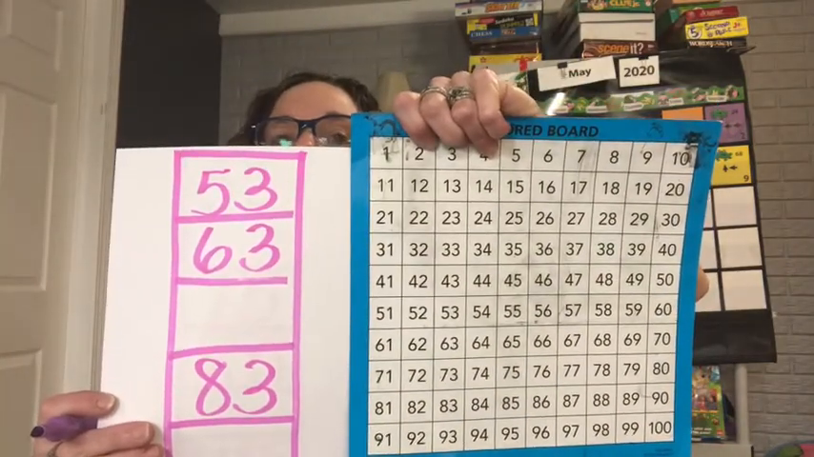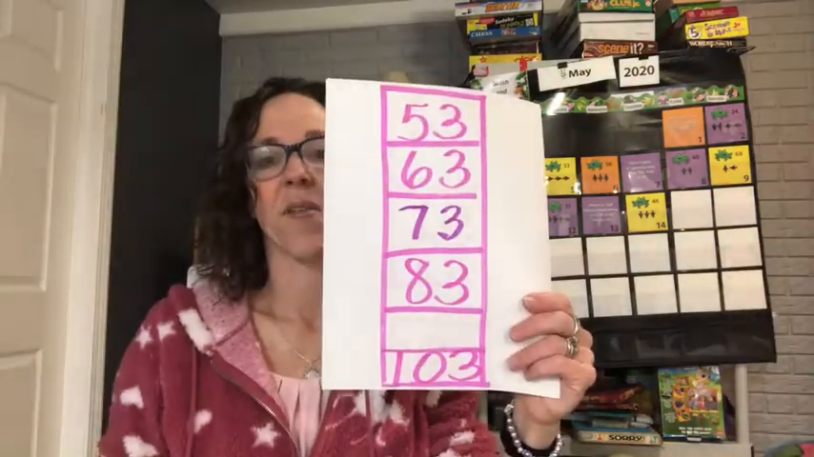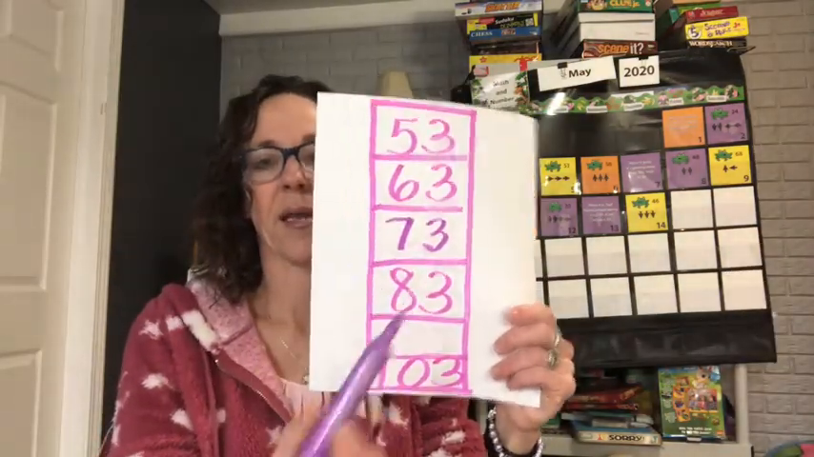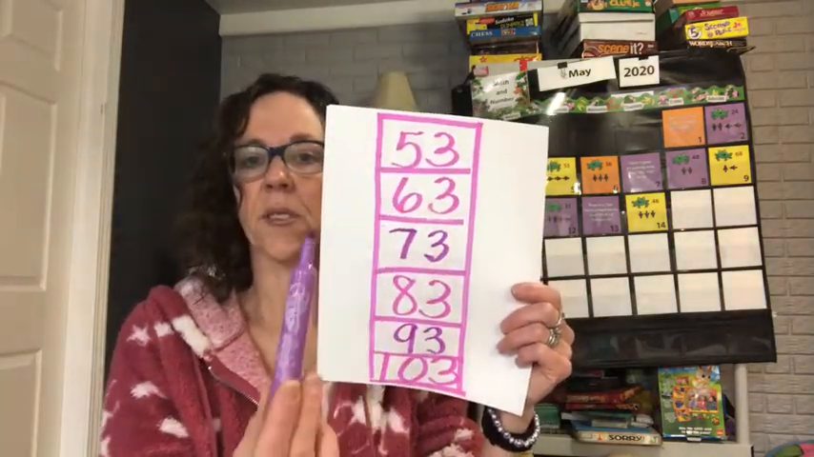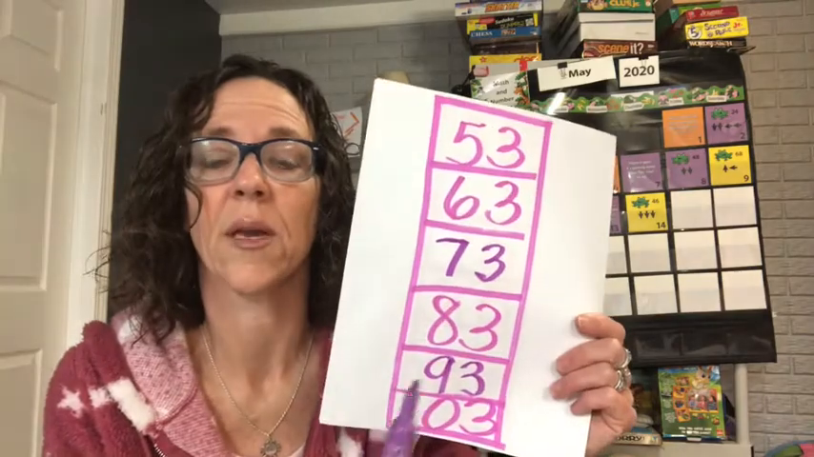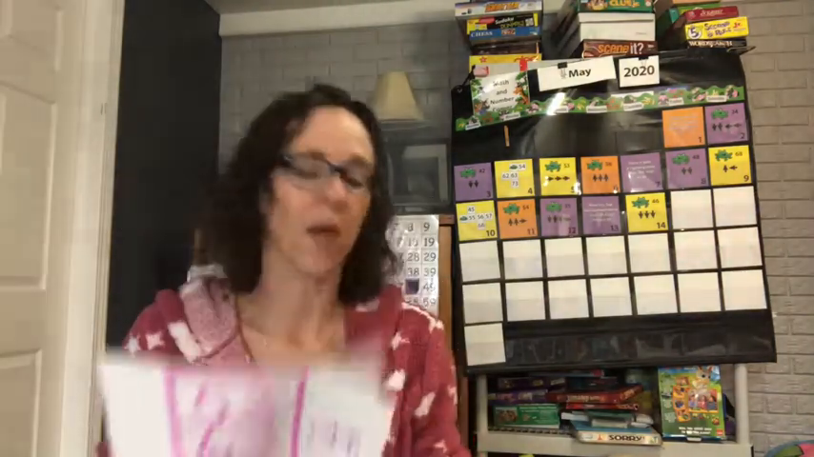63. What's next? Do you want to tell me, Aiden, what's next? Next is 73, then 83. What's next? 93? Good job, Aiden. 93. So let's count. 53, 63, 73, 83, 93, 103, right? Are our numbers even or odd? Oh, I heard you yell out odd. You're absolutely right. They all end in 3, so they are odd.